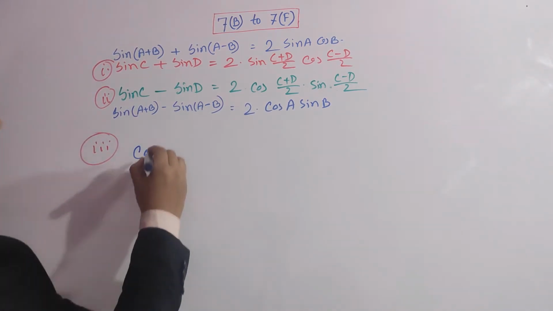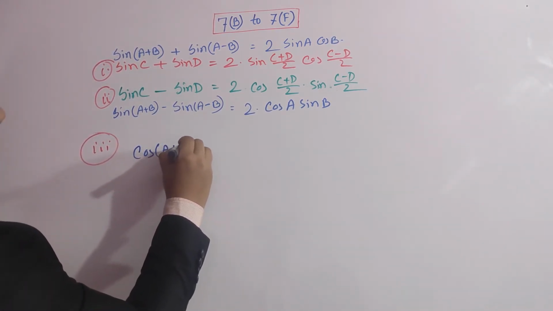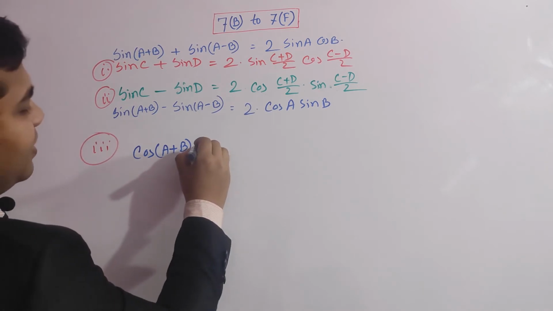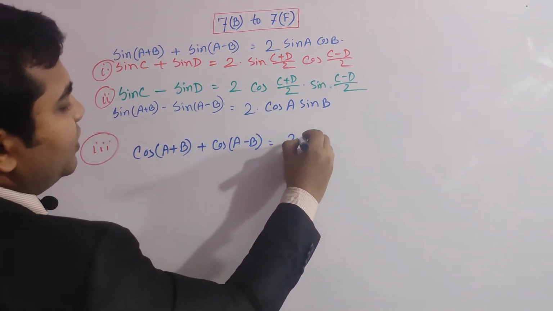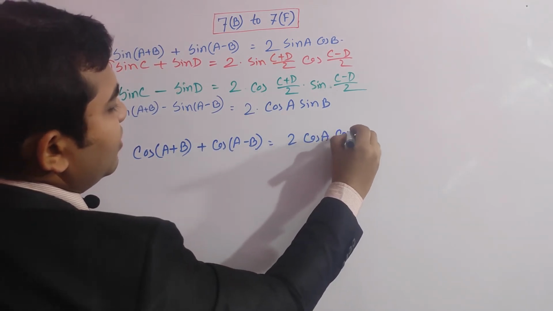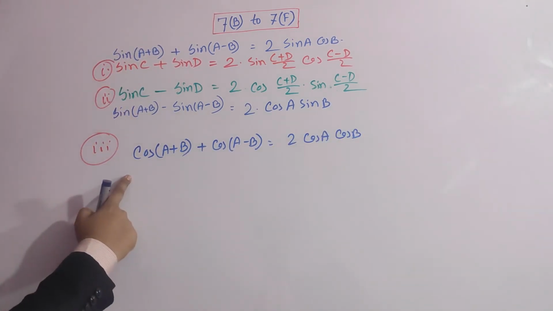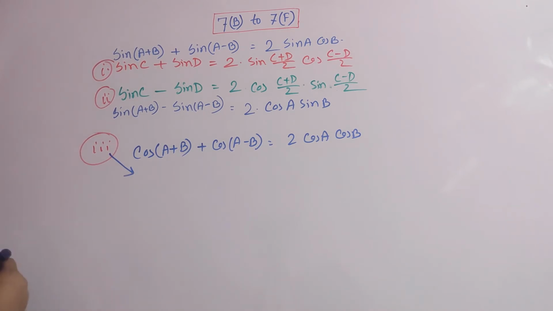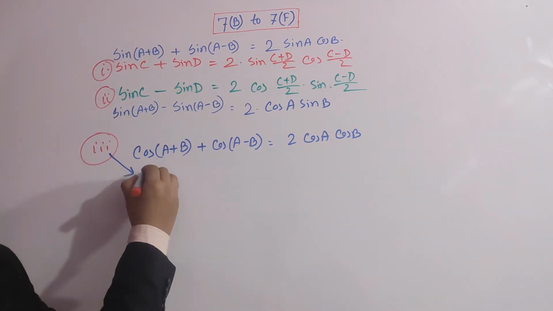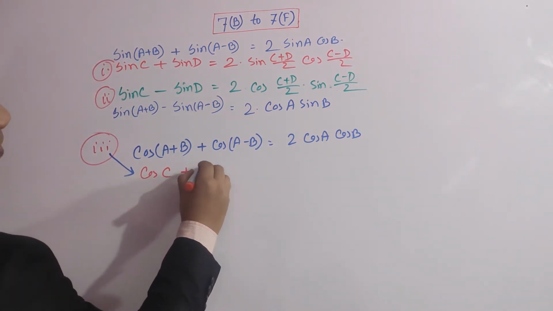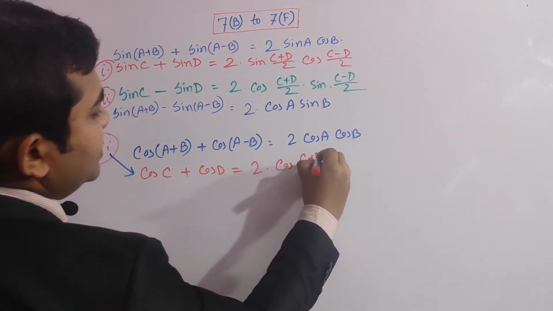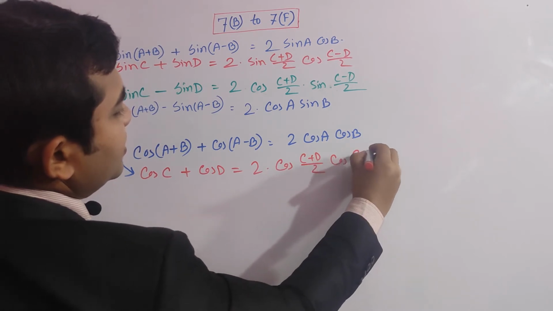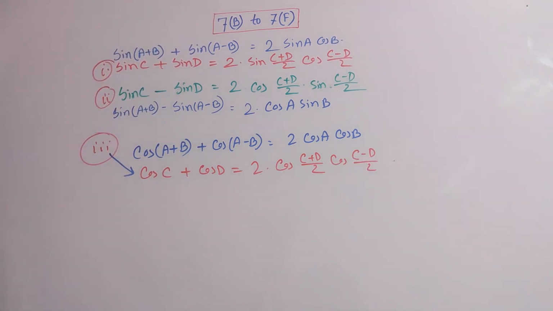Cos A. Do you know our main formula is cos A plus B plus cos A minus B was what? 2 into cos A cos B. Do you remember that formula? And from there our number 3 formula should be cos C plus cos D, that is 2 into cos C plus D by 2 cos C minus D by 2.